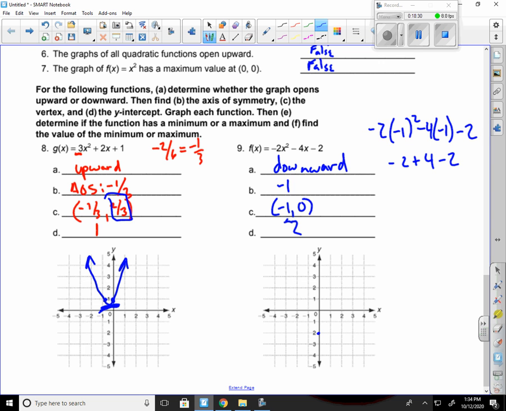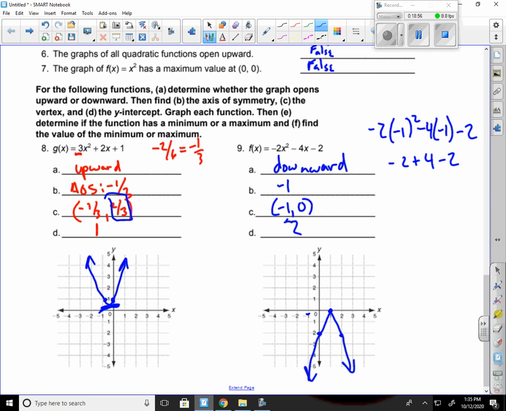Now I can graph this. There's my y-intercept. My vertex is negative 1, 0. To get from my y-intercept to the vertex, I went up 2 and over 1. So to get to the other side, I go over 1 more and down 2, because they have to be the same on both sides.